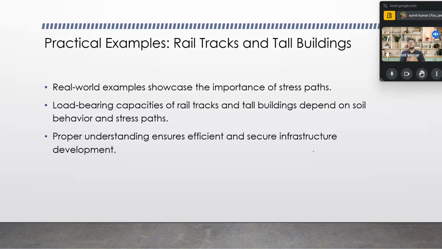Okay. Now we talk about the practical example, like the real tracks or the dolphin. A real-world example showcases the importance of the stress loading behavior, the capacity of the rail tracks, and tall buildings, which depend on soil behavior. The proper understanding ensures efficient and secure infrastructure development.